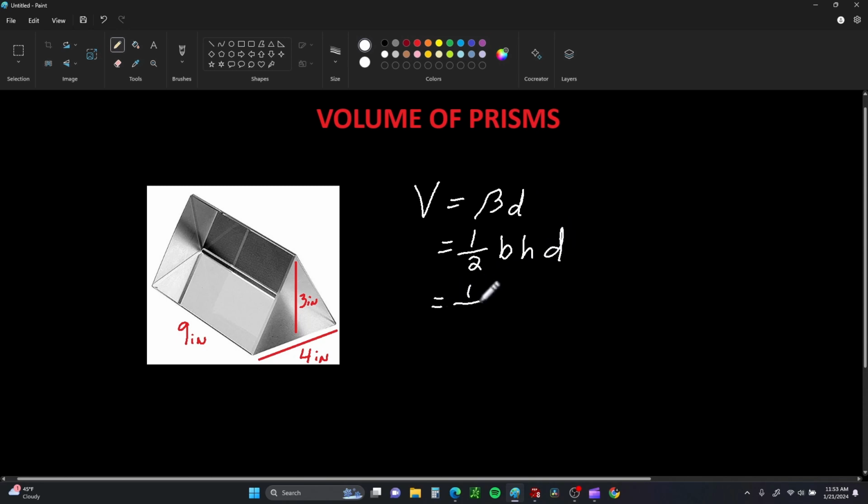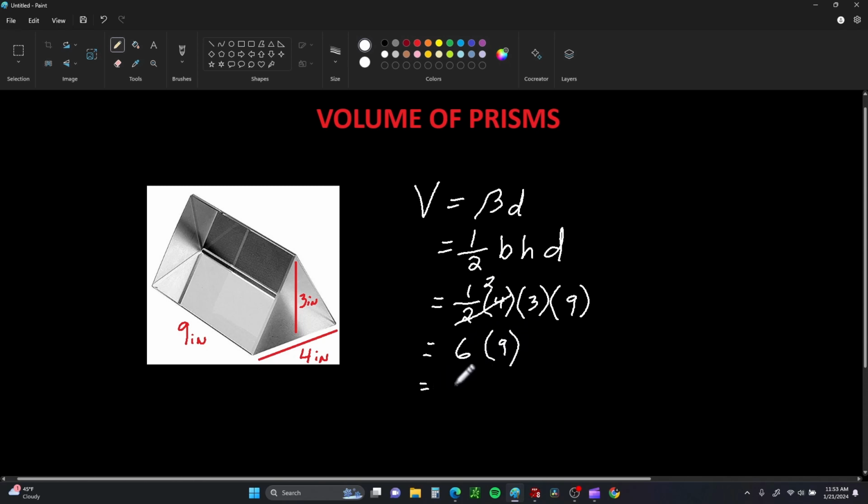So I have 1/2. The base of the triangle is a 4. I want to put that in parentheses. The height is a 3. If I didn't put these in parentheses, I would have 1/2 of what looks like 43. So use parentheses when you substitute. And then d is the distance between the front and rear faces, which is a 9. I want to get rid of that fraction right away, so I'm going to take 1/2 of 4, which is 2. And then I'm going to do 2 times 3 is 6, and I bring down the times 9.